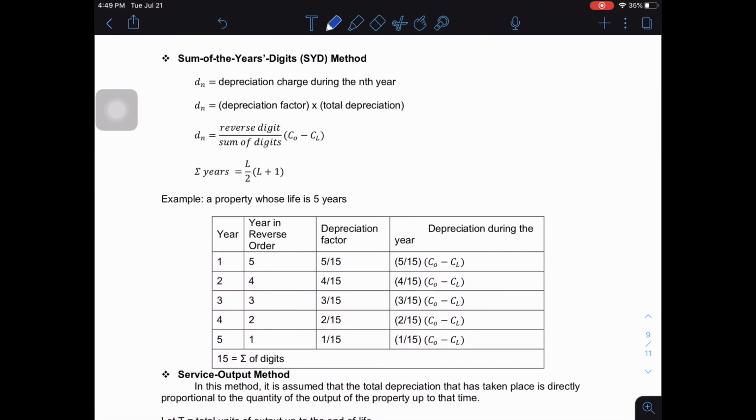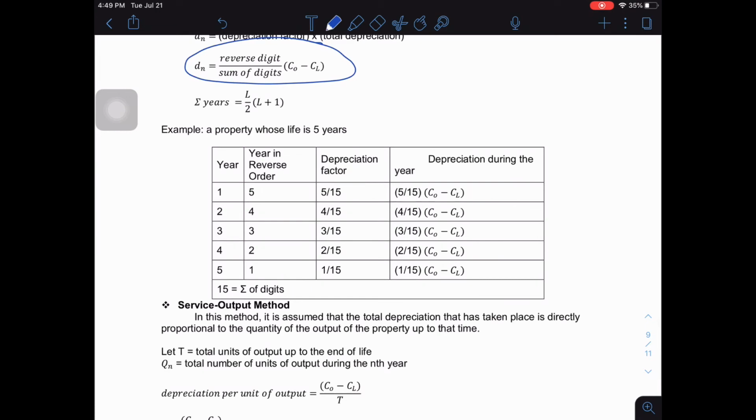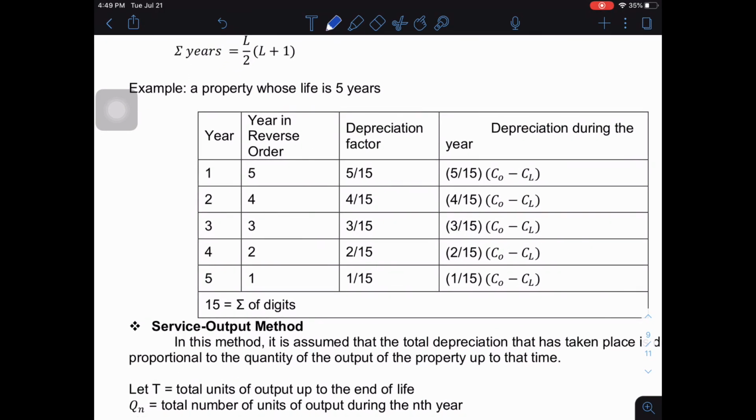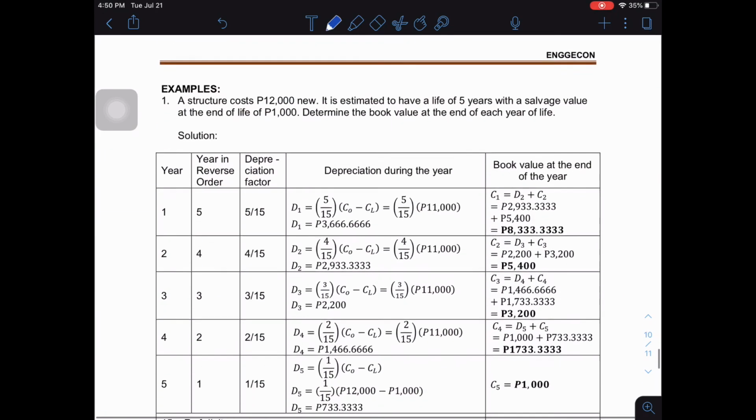Okay, so for the sum of the years digit, we have to be familiar with this formula. Okay, so example of property whose life is 5 years. So you have your order here as 1, 2, 3, 4, 5, and then you have the reverse order as 5, 4, 3, 2, 1. But to better analyze this one, we have to have an example.